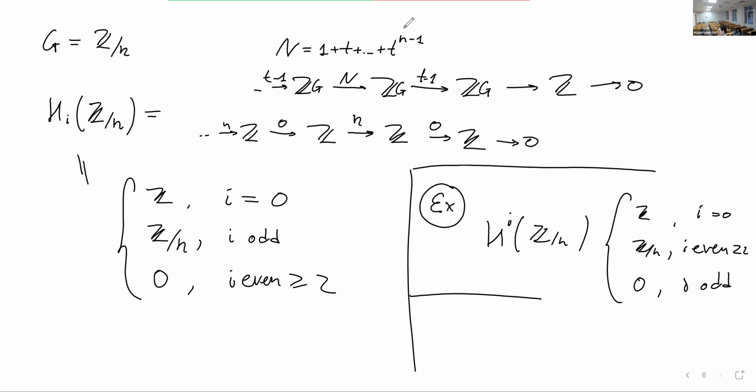Okay, so another exercise: let's take an arbitrary G-module M, and calculate H_0, H_1, and H_2 of G with coefficients in M.